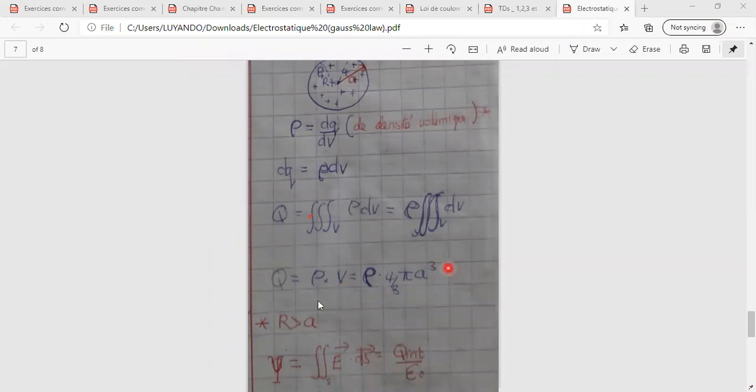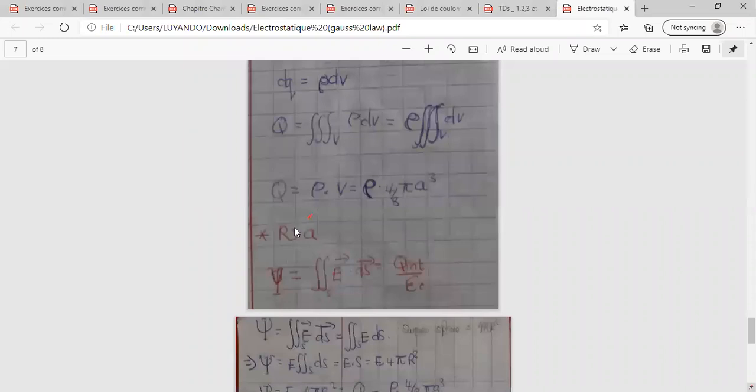That's our charge. So like the previous question, R greater than A. If you talk about R greater than A, you're talking about the exterior, because A is our radius. So we're talking about the field outside the sphere, so to say. I just want to indicate this so that you don't get lost. So I have R greater than A, and our R is exterior.